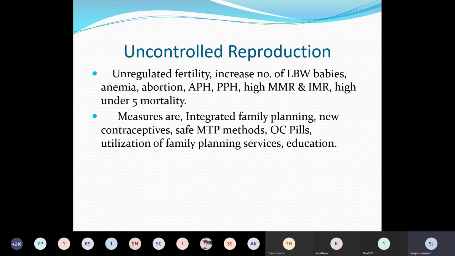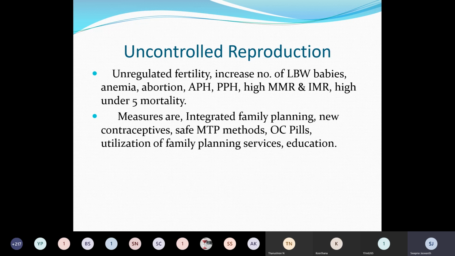So measures to control uncontrolled reproduction include integrated family planning, provision of newer contraceptives, provision of safe MTP methods, and providing oral contraceptive pills. MTP is medical termination of pregnancy. When the pregnancy is unplanned, most of them end up with unsafe abortion by going to quacks and having an abortion in an unsafe manner. During this time, not only is there abortion, but there is also high risk to the mother. The death rates are also high in case of unsafe abortion.